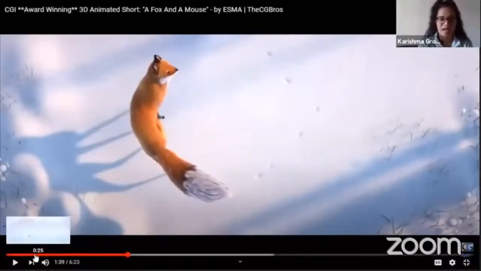Okay, guys. So we are going to watch it once again, and I'm going to explain what has happened. So like I told you, it's a story about a fox and a mouse. Now, where is this entire story? It's in a hilly area where there's a lot of snow, so it can be any of the poles or any of the hilly areas where there's a lot of snow.